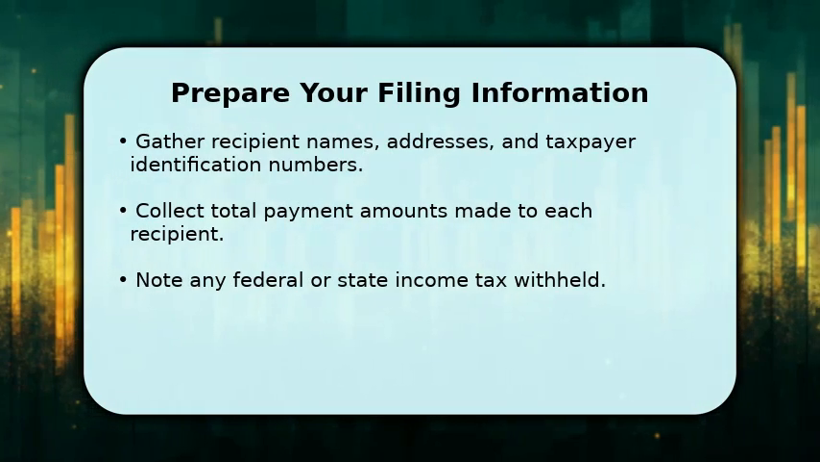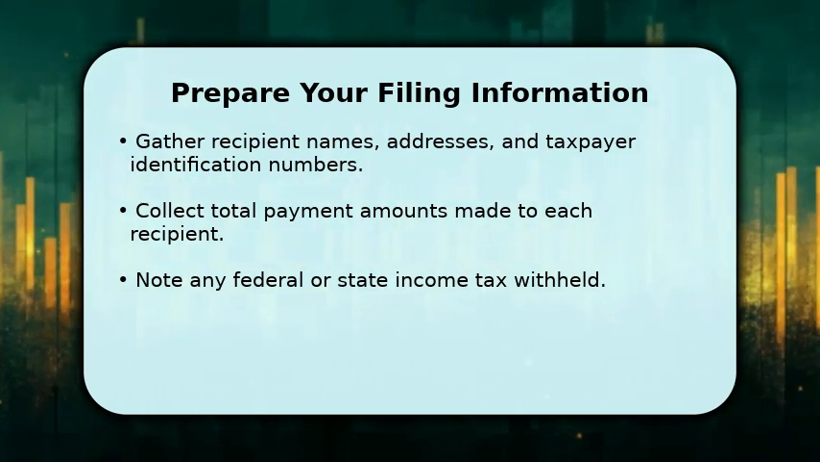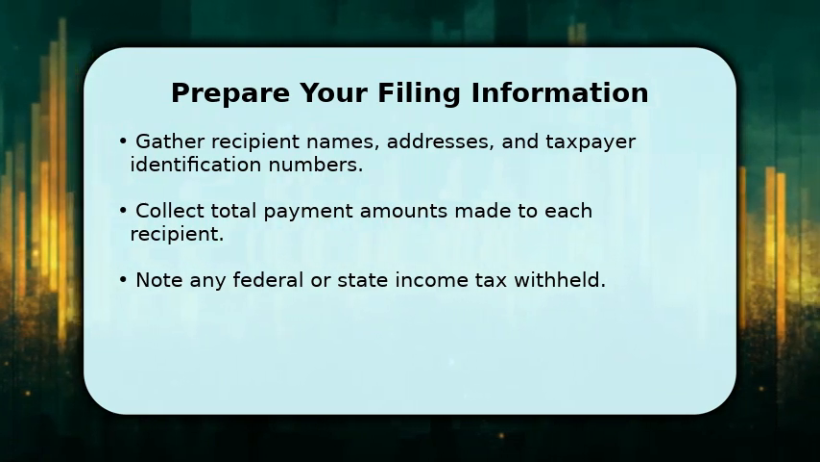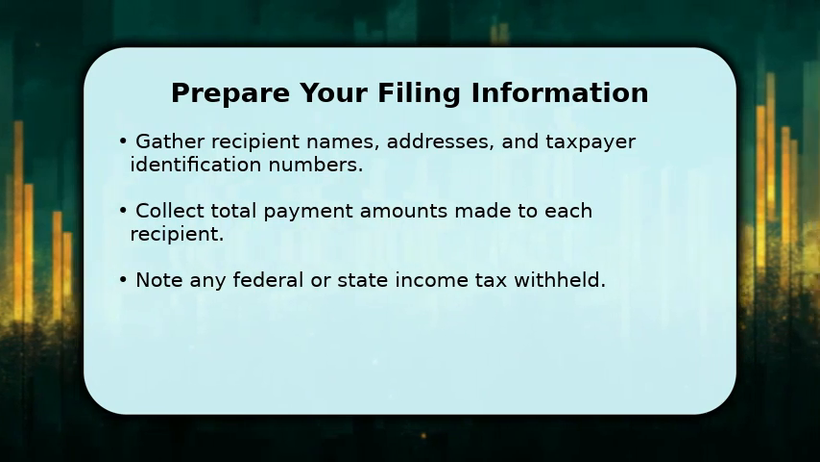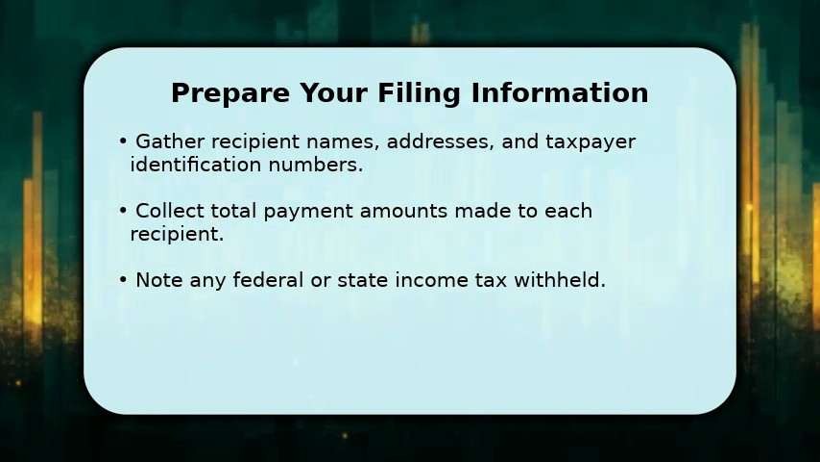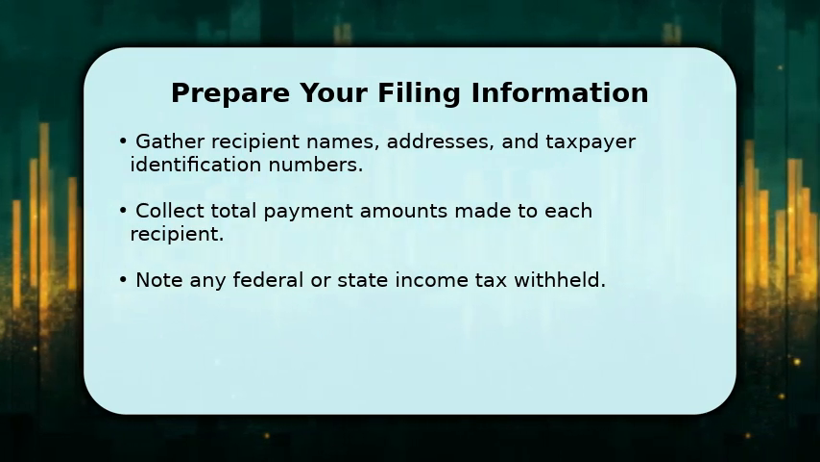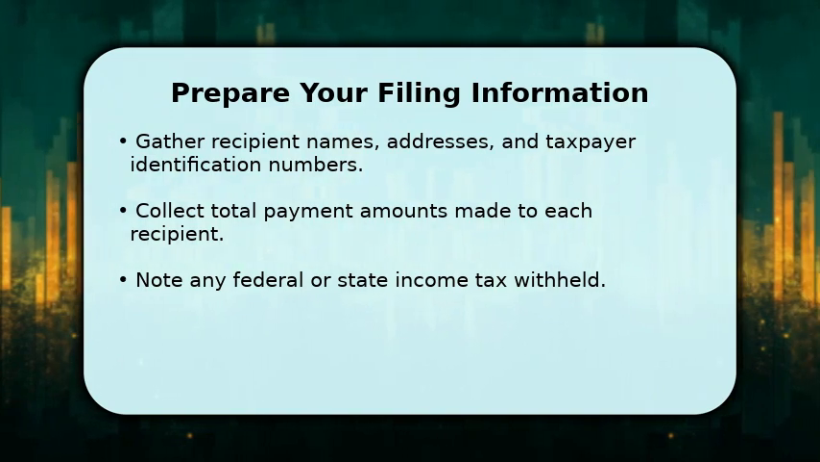Before you begin filing, it is essential to have all your information organized. This includes the full legal name and complete address for each recipient. You will also need their Social Security number or employer identification number. Accurately record the total amount paid to them during the tax period. Finally, ensure you have details of any taxes already withheld, as this is vital for correct reporting.